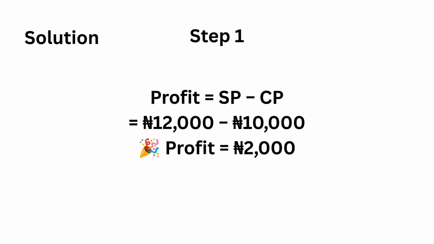So step 1, we find the profit. Selling price minus cost price, right? So 12,000 naira minus 10,000 naira gives us 2,000 naira as profit. So the profit is 2,000 naira.